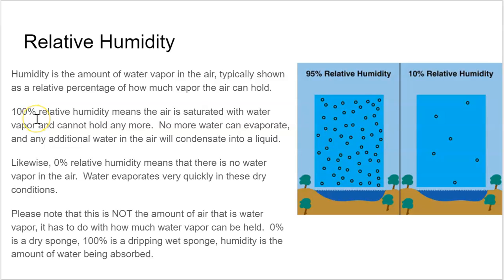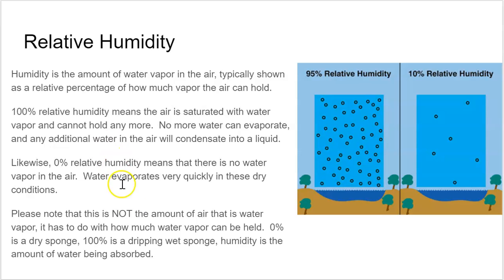If we have 100% relative humidity, that means that it's full. It can't hold any more water. The air is completely saturated. There's no more evaporation. And in addition, if we tried to add any more water to the air, it would condense into a liquid. There is no more space for water vapor. On the opposite end of the spectrum, 0% humidity, there is no water vapor in the air. Water evaporates extremely quickly under these dry conditions, and even in the deserts of the world, we still don't hit 0% relative humidity. We hit 100% humidity all the time, though, and that's because the air doesn't hold a ton of water.